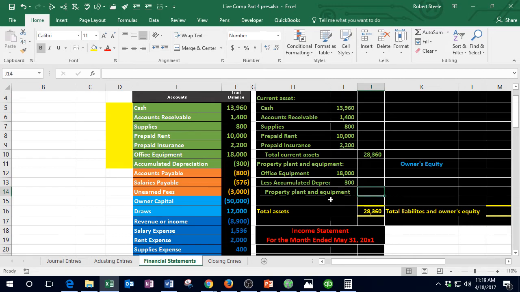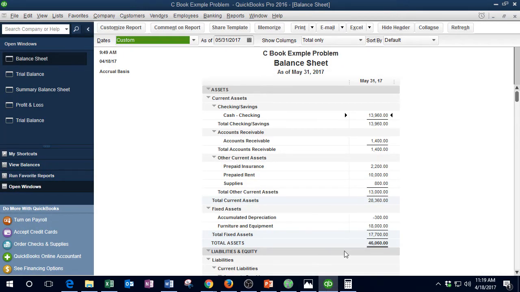So in Excel, I'm going to say this equals the 18,000 minus the 300, and that'll give us the 17,700, represented by the debit minus the credit, 17,700, gives us now a total of 46,60, summing this up, a total of 46,60. And if we look at that in QuickBooks, then we can see the total assets, 46,60, and we have fixed assets, also known as property, plant, and equipment.